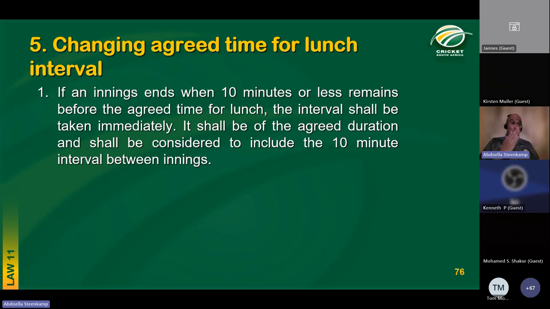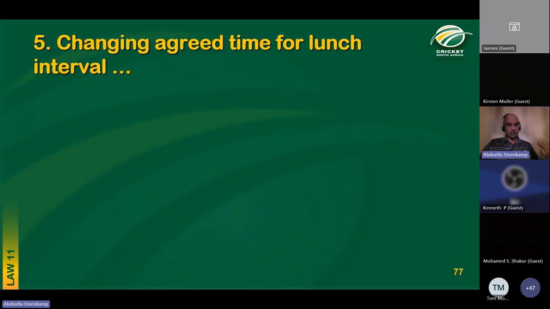So in our example, South Africa dismissed at 11:52 is 10 minutes or less to our scheduled lunch interval at 12 o'clock. This is actually 8 minutes. So we will take lunch immediately, at 11:52. When will we come back after lunch? Remember, the law tells us lunch needs to be our agreed duration, and in test matches it's 40 minutes. So if our lunch started at 11:52, we need to come back at 12:32. At 12:32, the first ball needs to be bowled, 40 minutes later. So this is when an innings ends 10 minutes or less.